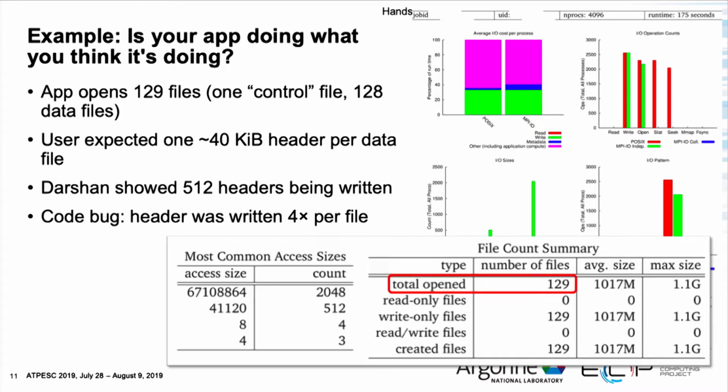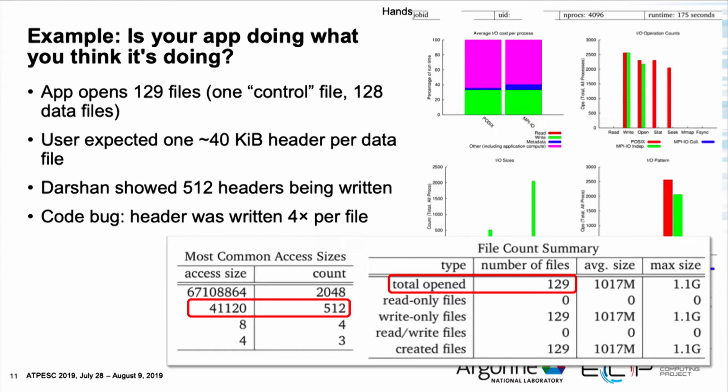So there's 129 files that were open. So that's what we expected. But it looks like there's 4 times as many headers being written out than what we did expect. And it turns out this was just a bug in the code. It was spaghetti code. As you know, I was once a grad student. I wrote my fair share of spaghetti code. This very easily could have been me. But it was just something where something was being written out redundantly because the code was unreadable.